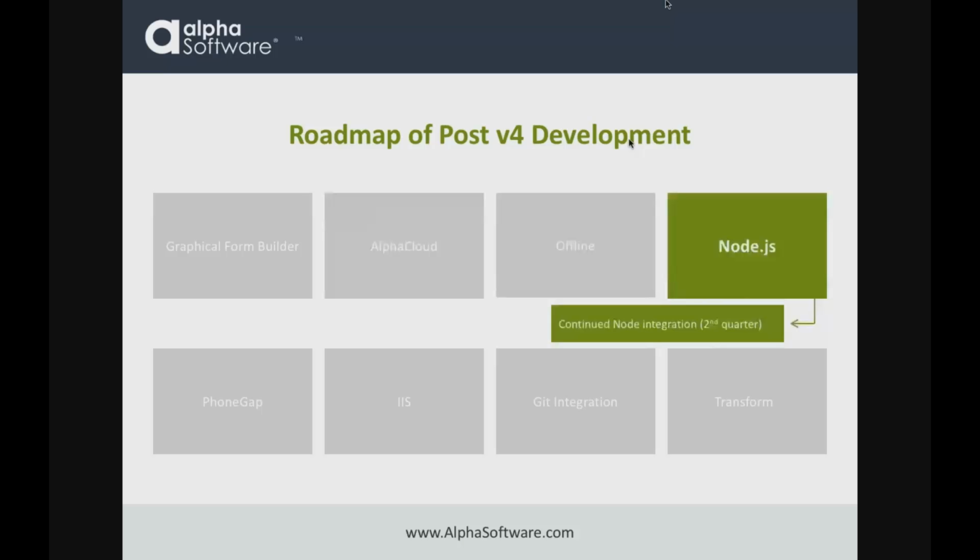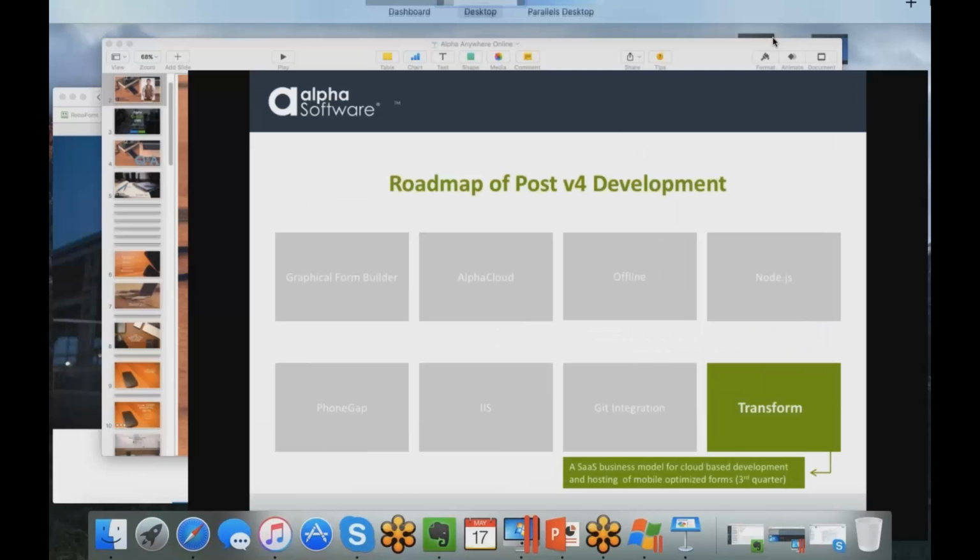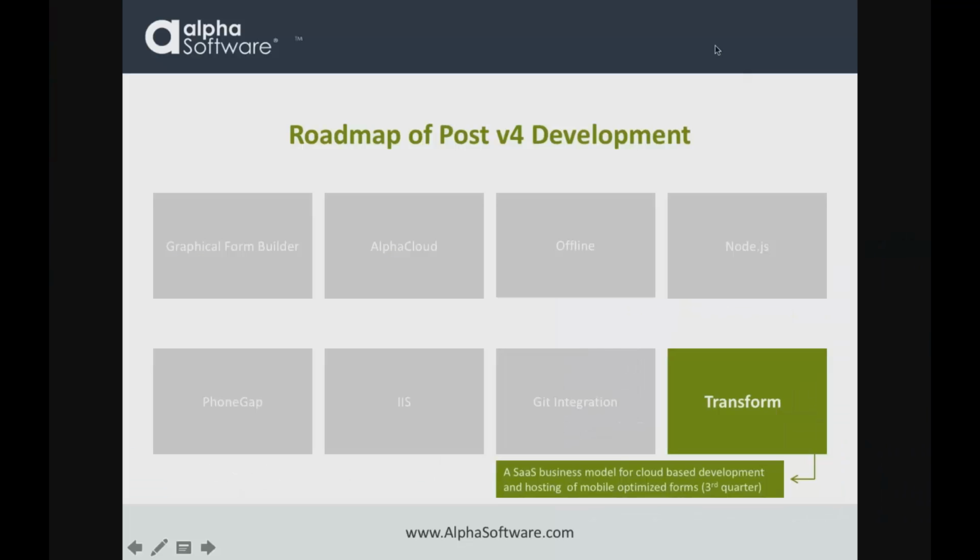So as you can see, the developers are very busy individuals. Not only do we have key releases in January, Q1, but beyond Q1, we have the graphical form builder, the Alpha Cloud, the offline capability. We also have Node.js integration, PhoneGap, IIS, Git integration, and a whole transformation around the SaaS business model. So a lot of great stuff coming.